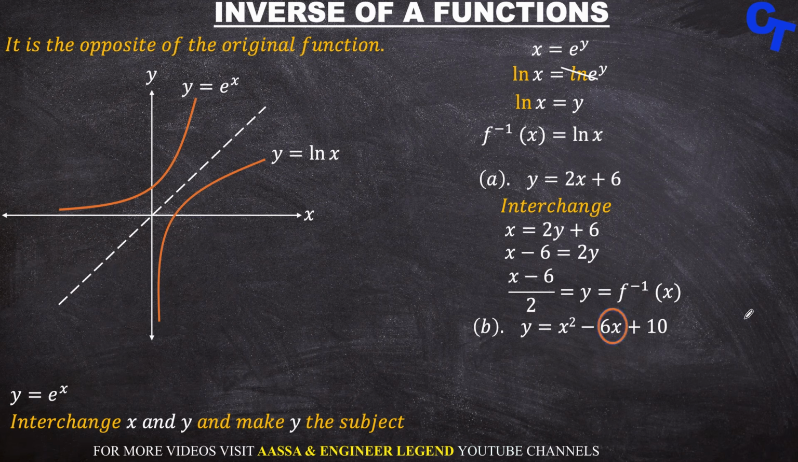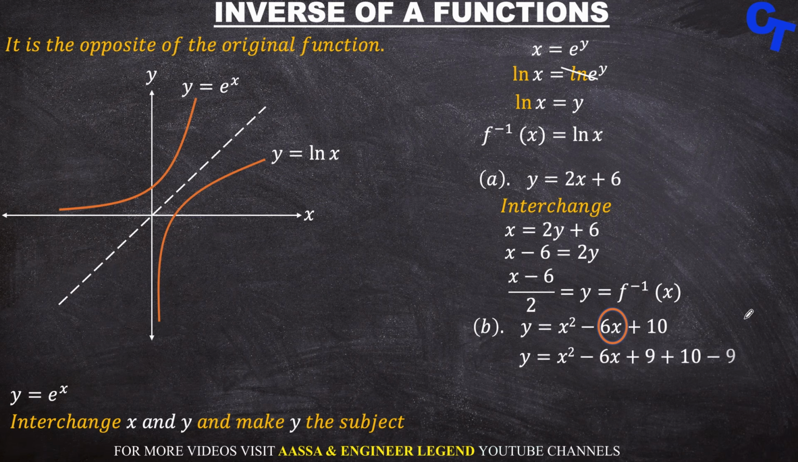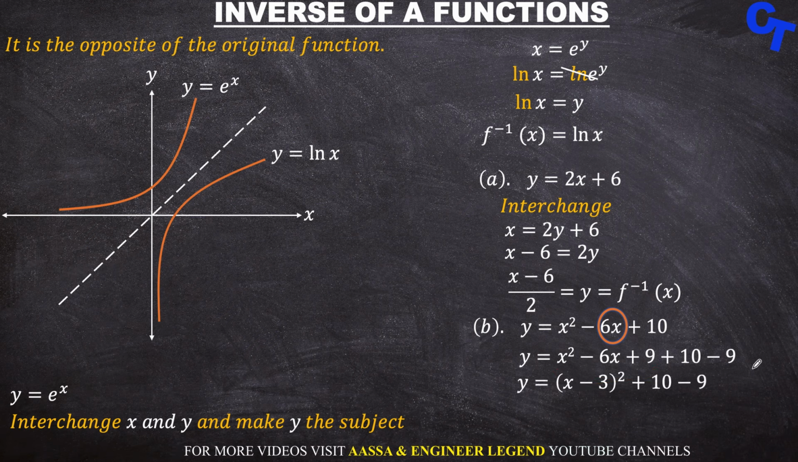So 6x divided by 2 is going to give us 3. 3 squared is going to give us positive 9. So I'm going to say x squared minus 6x plus 9 plus 10. But remember, 9 was not there in the first place, so that's why we subtracted it, changing the appearance, but the value remains the same. So from here, if you complete the square, it's going to be x plus 3 squared, and later, when you have 10 minus 9, that's going to give us 1. So let's do that, and this is what we're going to get.